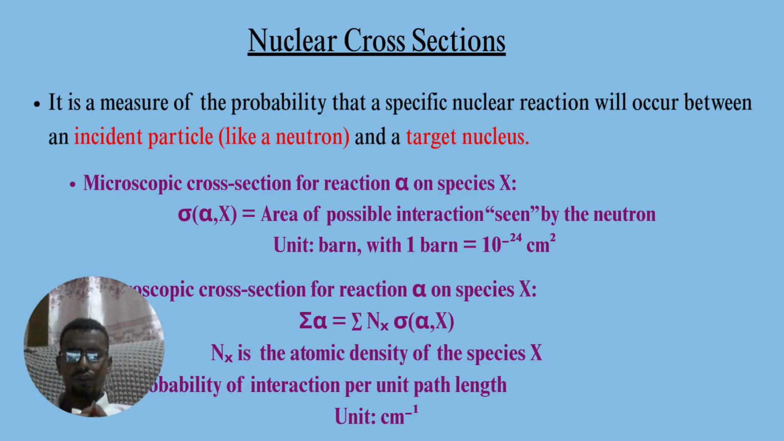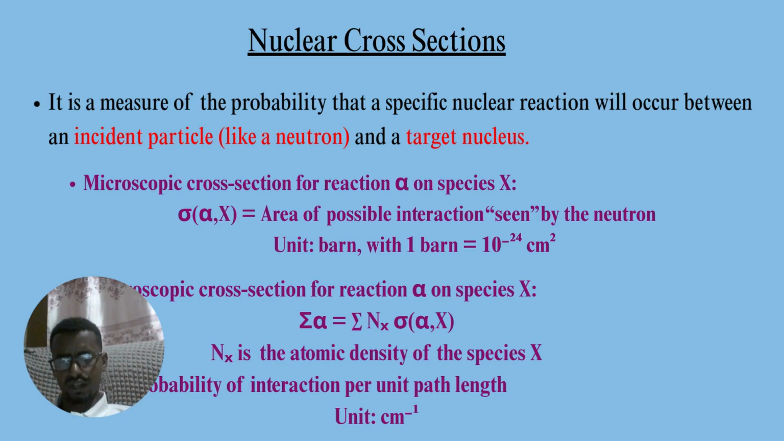When we talk about nuclear reactions, we should also consider the nuclear cross section. Nuclear cross section is a measure of the probability that a specific nuclear reaction will occur between an incident particle like a neutron, or a projectile particle, and a target nucleus. And we can see this nuclear cross section in two categories: microscopic and macroscopic.